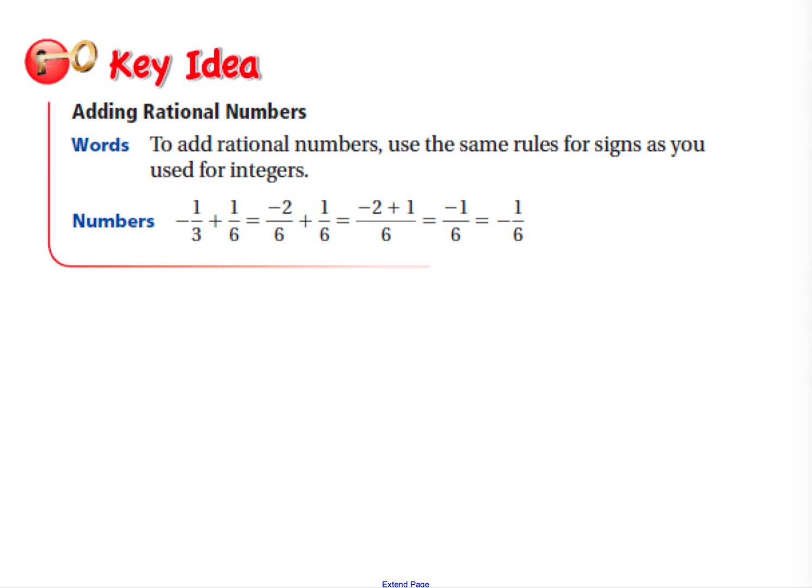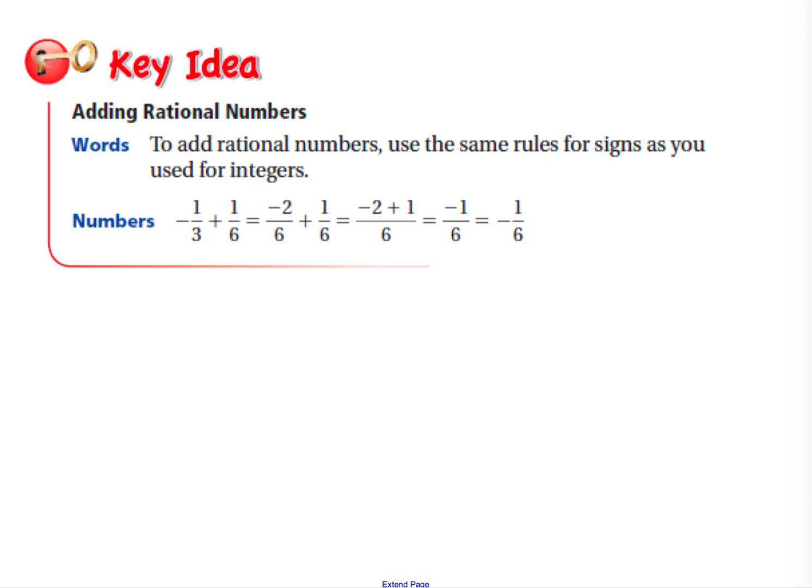Alright, so our key idea here: to add rational numbers, we use the same rules for signs that we use for integers. So just as a reminder, same sign, find the sum; different signs, find the difference, and we use the sign of the one that we have more of.